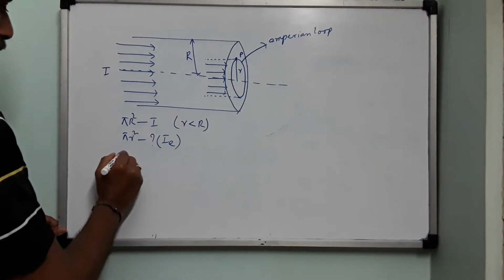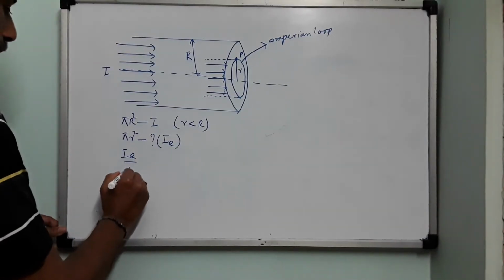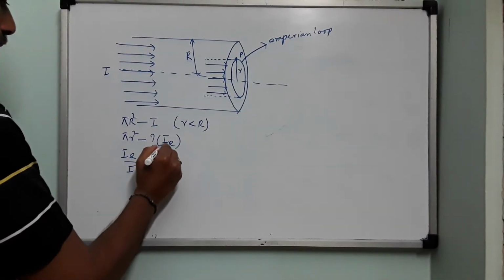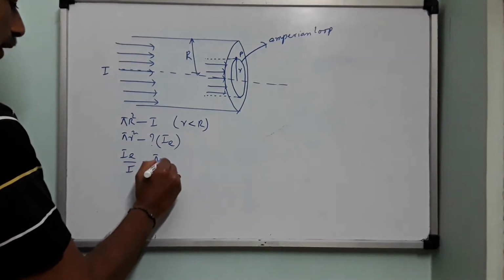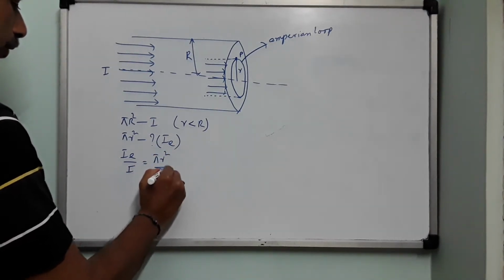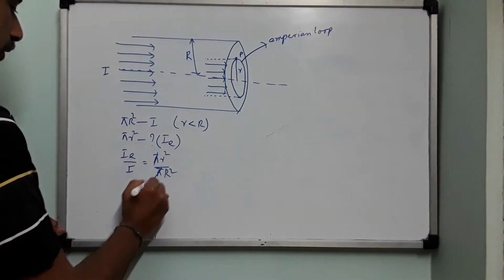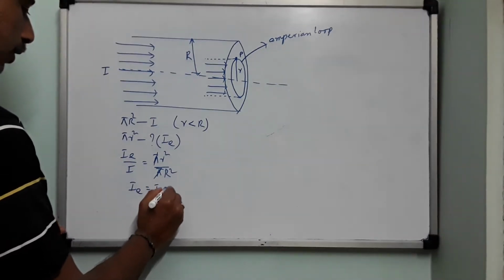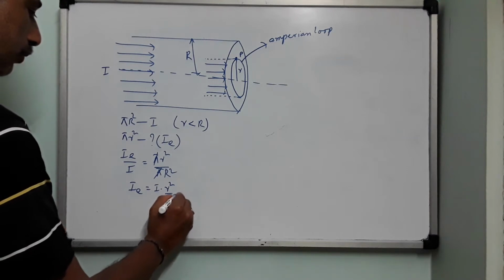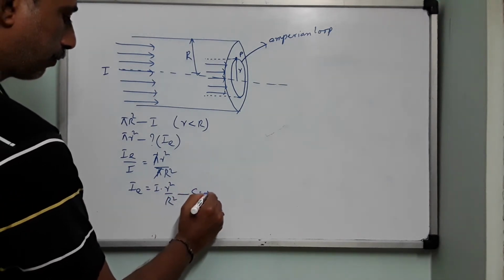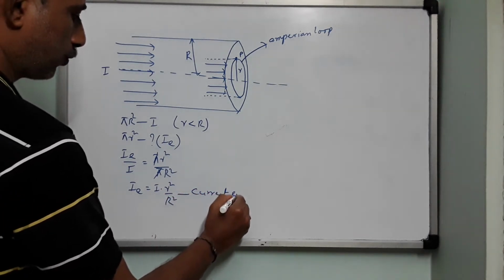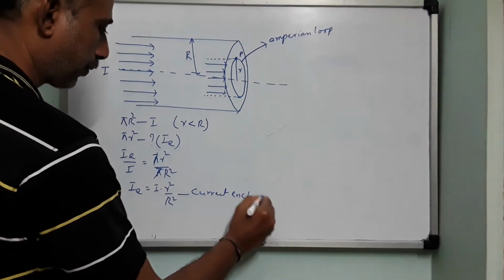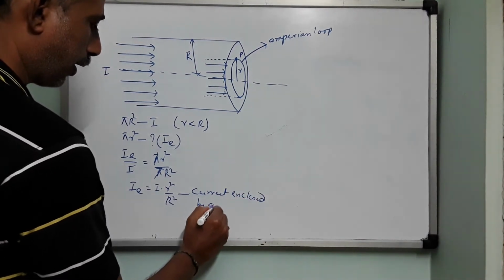So when you take the ratio, IE divided by I equals pi small r square by pi capital R square. So pi and pi will cancel. You will get current enclosed by the Amperian loop is I into r square by R square. So this I write here, current enclosed by Amperian loop.